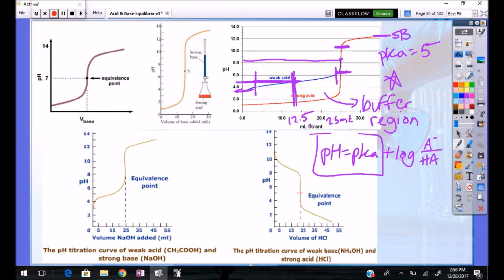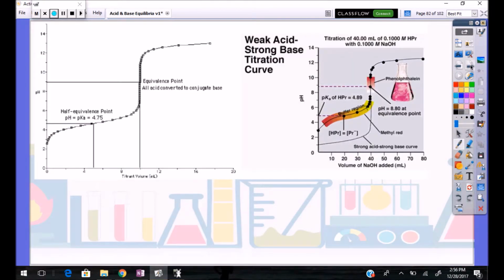Here's another one. Again, weak acid, strong base, and then weak base. So a weak base and a strong acid. Here we see strong acid. A weak base, we're a little bit lower. If we were a strong base, we would be more up here.